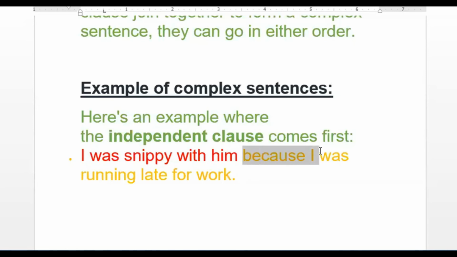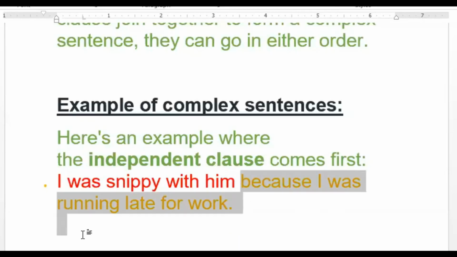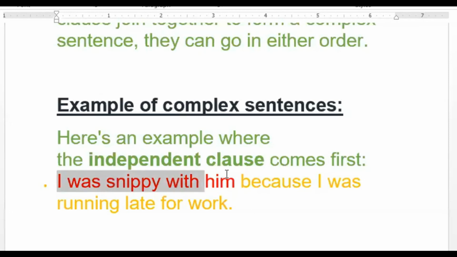Now let's look at our dependent clause. If we say because I was running late for work, that has us asking questions. We're left wondering, right? And that is mainly because it does not express a complete thought. However, if we look at our independent clause, I was snippy with him, this expresses a complete thought. I was snippy with him.